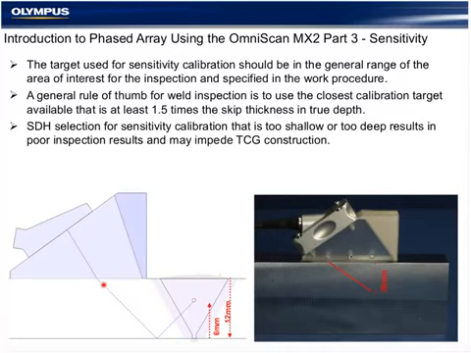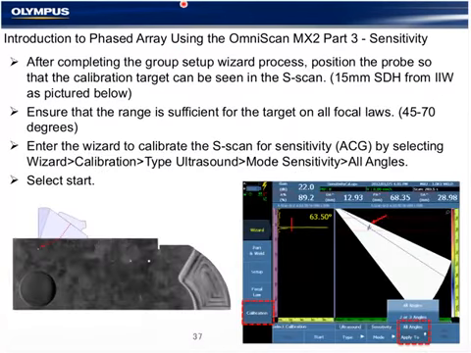After completing the group wizard process, position the probe so that the calibration target can be seen in the S-scan and ensure that it is at the correct position and amplitude. Enter the wizard to calibrate the S-scan for sensitivity ACG by selecting wizard, calibration, ultrasound, sensitivity, all angles. Again, our calibration point for this example, we're going to use the 15 millimeter deep side drilled hole from an IIW block.